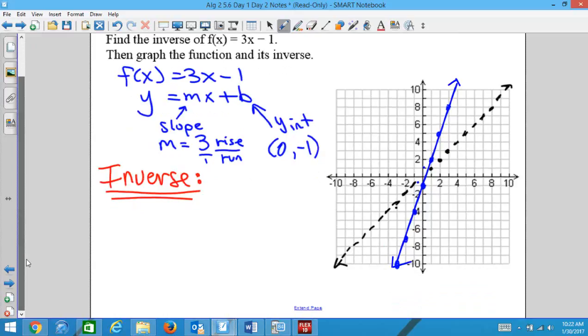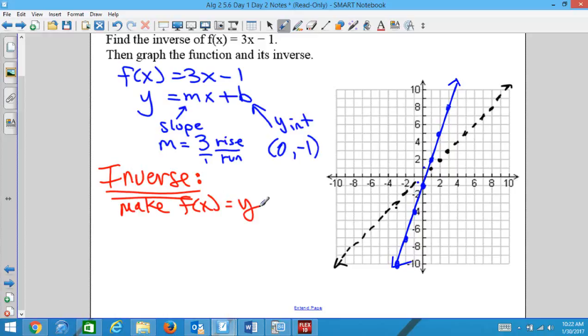First thing that you're going to do when you find the inverse is take the original question and make f of x equal y. That's the first thing we're going to do. Same thing we just did on the first page. So the original question, y equals 3x minus 1. That's my first step.